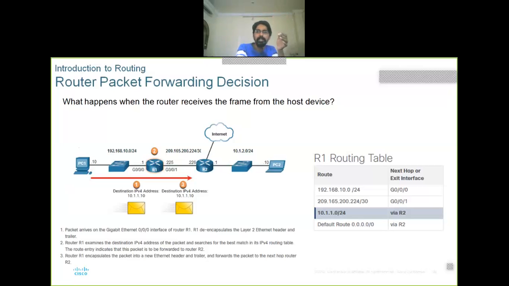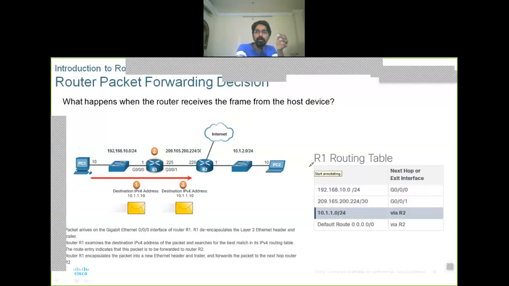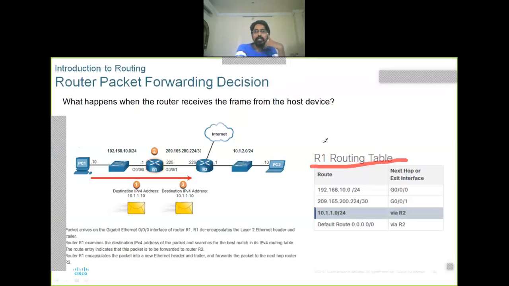Observe this routing table here in this picture. This is the routing table of router R1. What were the entries there? Route 192.168.10.0. You already know 192.168.